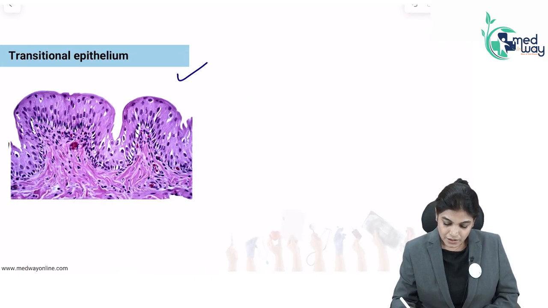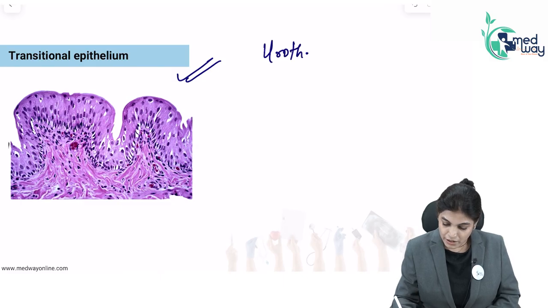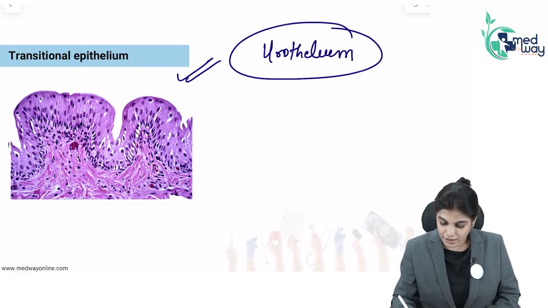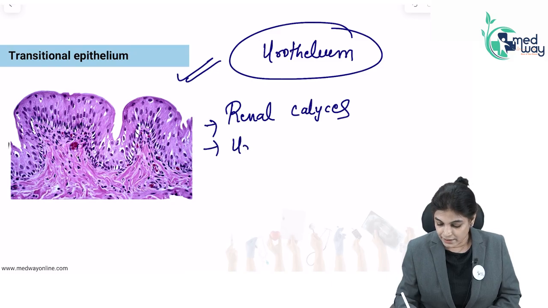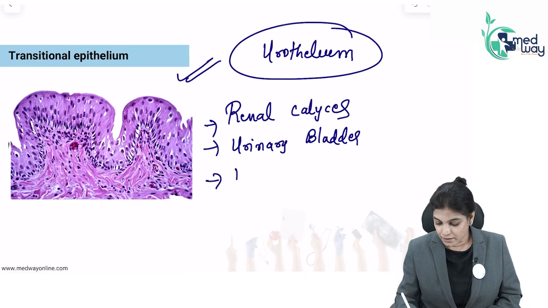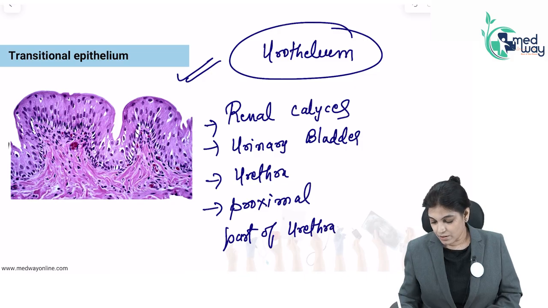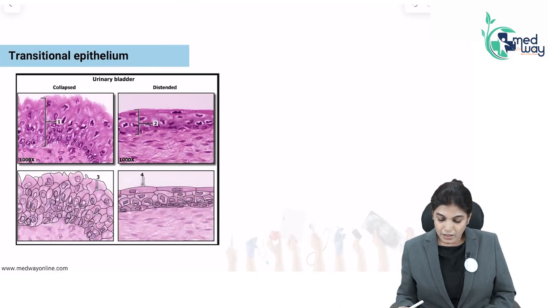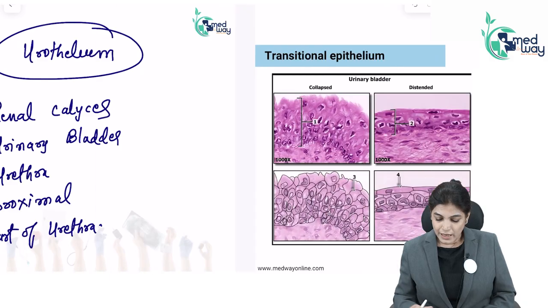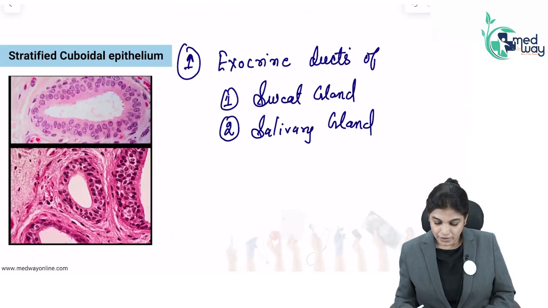Now, here, if I talk about transitional epithelium, that is urothelium, it is present in the renal calyces. It is present in the urinary bladder. It is present in the ureter, and it is present in the urethra. To be more specific, the proximal part of the urethra. Okay, now. So exactly, we are coming to this. Actually, I would also like to, if I talk about the urethra, where is the urethra one?